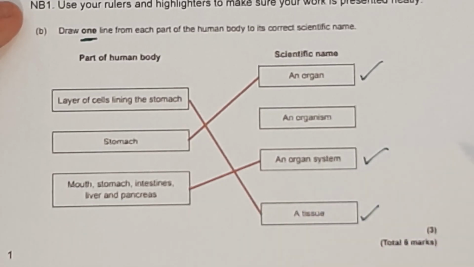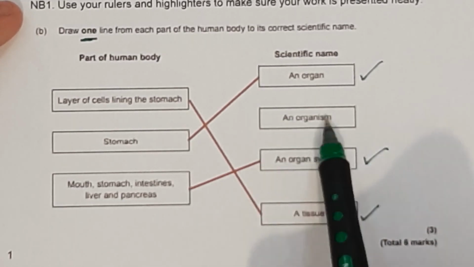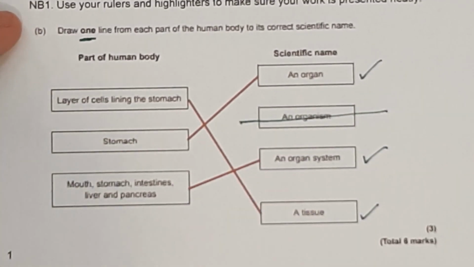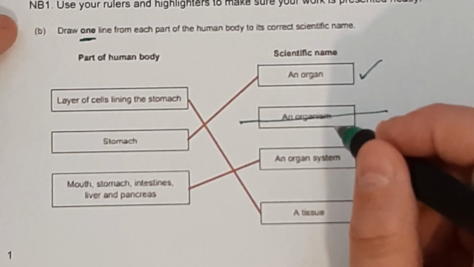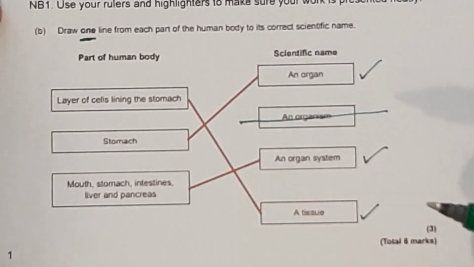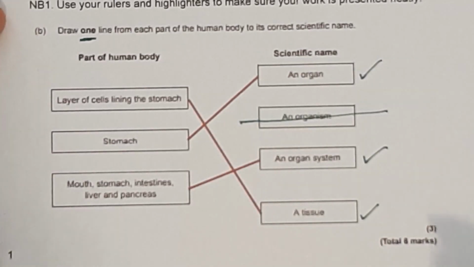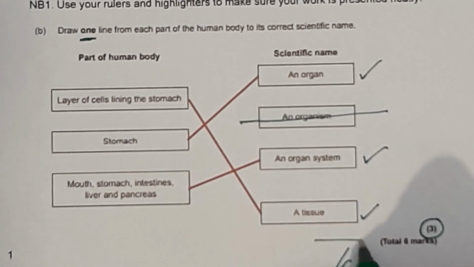That's the digestive system. Now, we don't have an organism here, so there should be absolutely nothing attached to that box. If you have attached something to that box as well as the other three, then you're going to have lost a mark. So for each of these correct lines, you get 1 mark, up to a maximum of 3. That was 6 marks in total available there. So give yourself a mark out of 6, please, at the bottom of that.